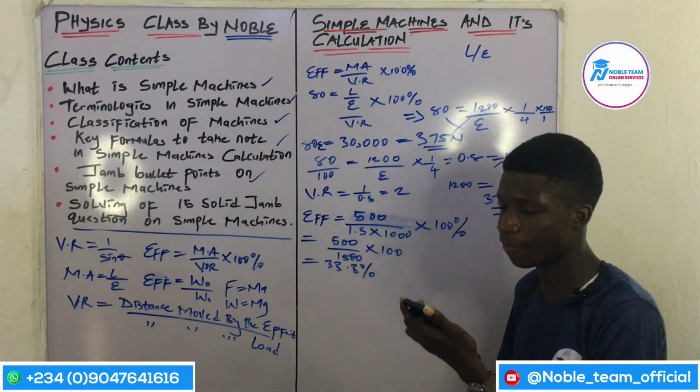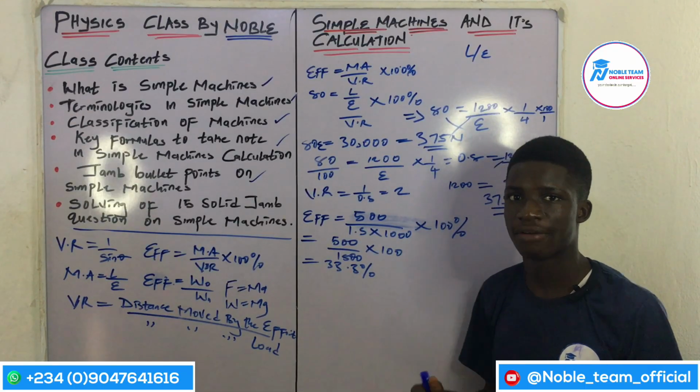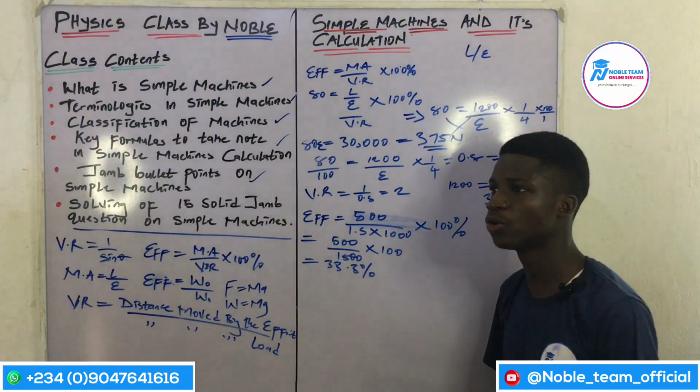Now let's look into question 5. You can see how these questions are very, very simple, because I've explained everything you need to know. So don't joke with it.